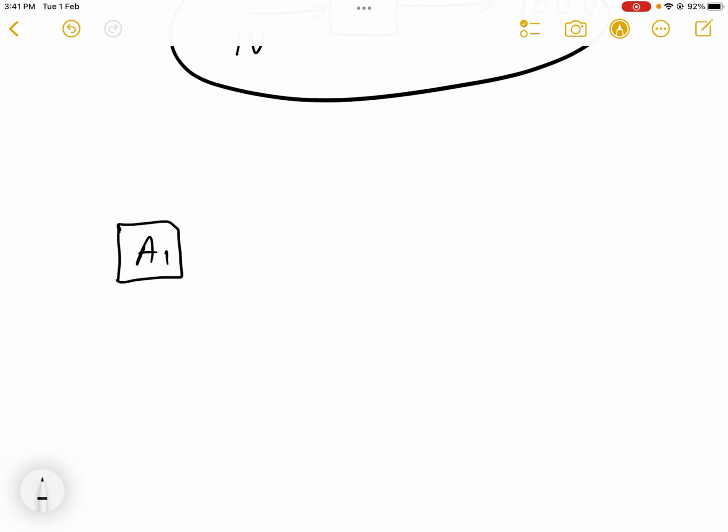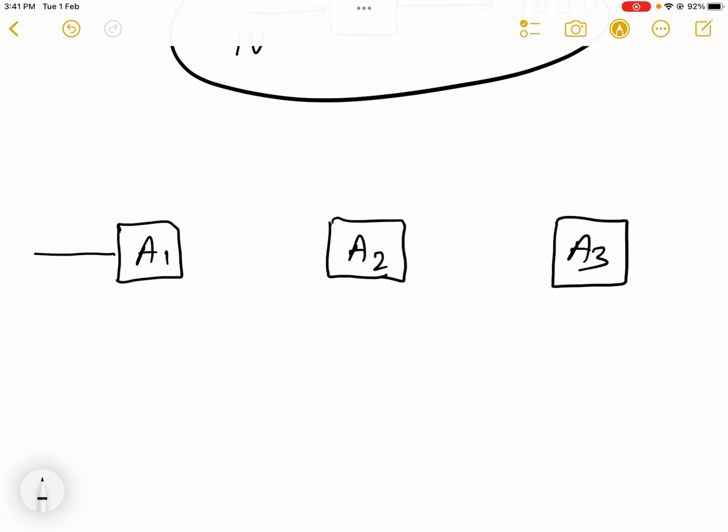Let that amplifier be A1. Here I take another amplifier A2, and here I take another amplifier, say A3. Now I want to connect these three amplifiers together in a multi-stage amplification process. So I connect the input signal at the first amplifier, say VI, over here, and I expect the output voltage to be over here.